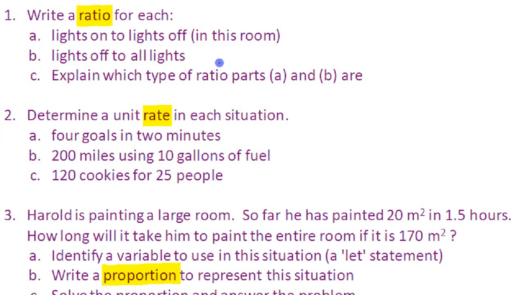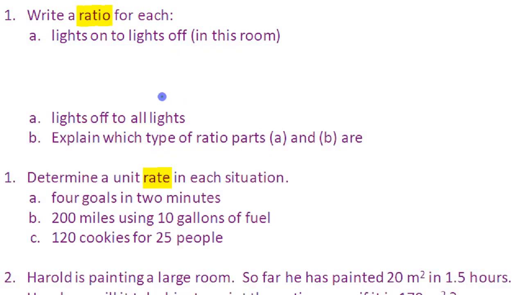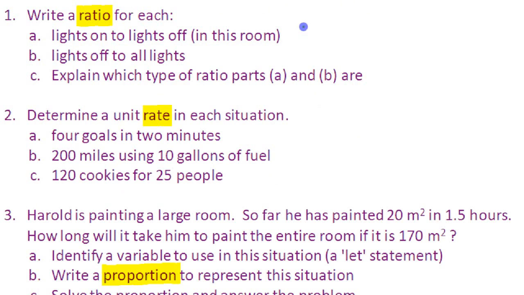In the room here, there's 12 lights, and 10 of them are on. So if you're trying to write a ratio in each of these cases here, I guess I didn't need that much space, did I? Let's go back a bit. If you're trying to write lights on to lights off, you have 10 lights that are on, you have 2 lights that are off. And then the second thing, it says lights off to all the lights. Well, there's 2 lights off, but there's 12 lights in total.